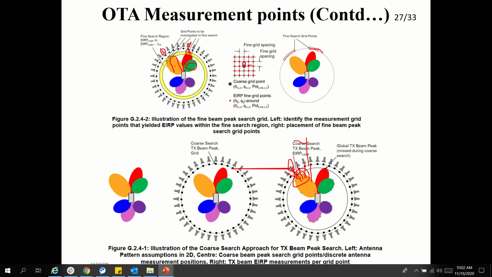Coarse search will not have that information. For example, you will measure only this point and this point. You may miss the beam maximum because the maximum is here, but you are not measuring there. In that case, you will end up getting a beam peak direction that may be different. So to avoid that, they go for a fine search. Fine search means it will measure this point, this point, this point, all these points. Then they will decide where the beam peak is available. That's how they decide the beam peaks.